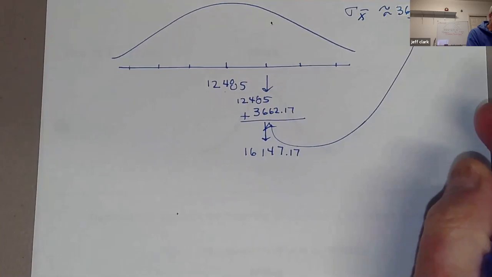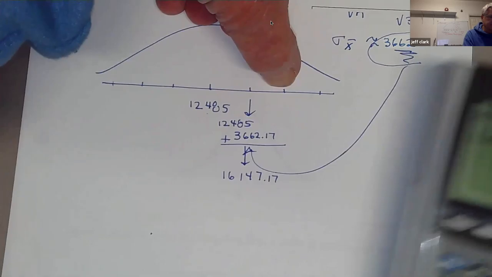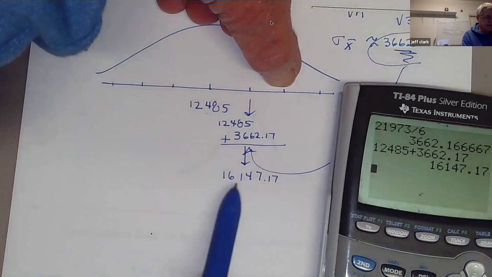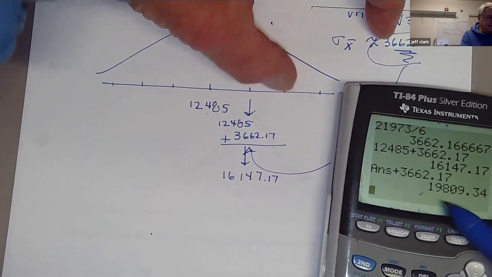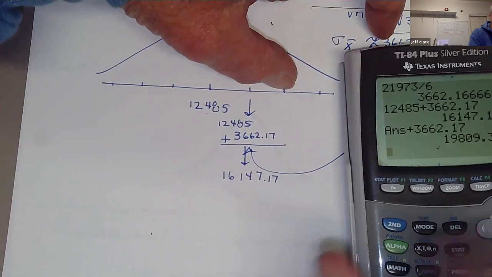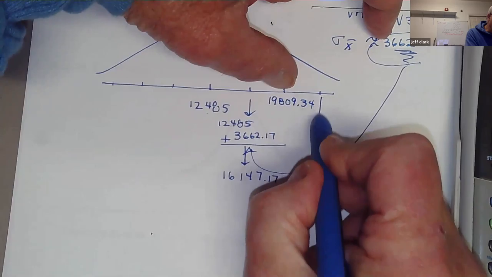Then to get this marker, you're going to add another one of these. This is always what you're adding right here. You're always adding that. So we're taking this number, which is that, and adding again one of these. I see that number. That's going to go right here. That would be 19,809. And then finally, this one here is taking that number, which is right there in the calculator.